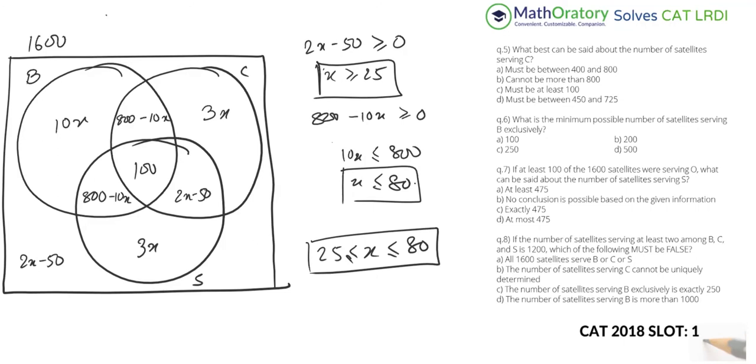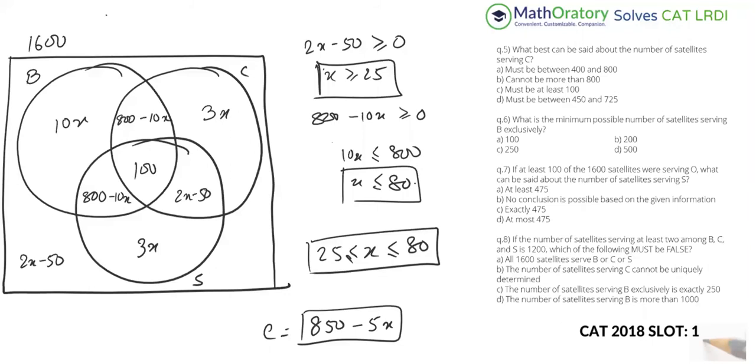Question number 5 asks for what best can be said about the number of satellites serving C. So the number of satellites serving C is this entire total. So let us quickly get this total in terms of x. So we have 100, 800 and minus 50. So add the constant separately. That is 850. And in terms of the variables, we have a 3x, we have a 2x, so that is 5x, and then minus 10x, so that is minus 5x, right? So this is what we have as C total.